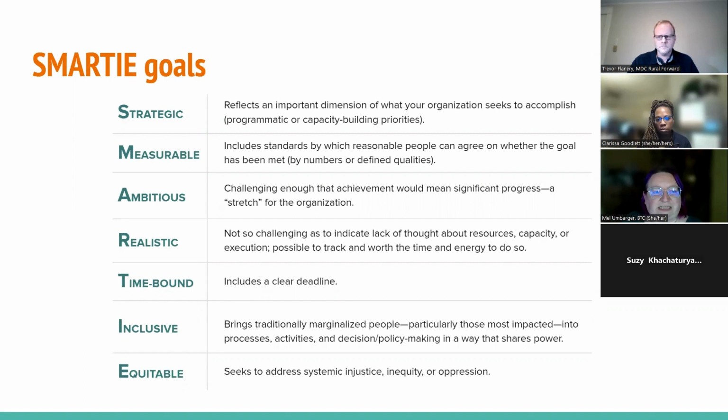Measurable: are the measures of success for this goal clear? Does this goal or the tactics that you're using mitigate potential inequities in the outcomes of the process? Does it advance equity and inclusion in the outcomes or process? Is there a deadline for this goal? Do we have the capacity and systems?